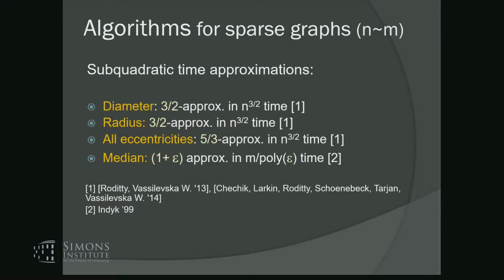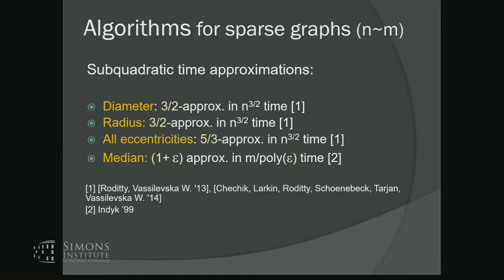Okay, so let's be a bit more specific here. These are the best known approximation factors that we have for subquadratic time algorithms. For diameter and radius, you can get a 3/2 approximation. You can do this in n to the 3/2 time for a sparse graph. For eccentricities, the approximation ratio is a bit different. It's 5/3. For median, you can do 1 plus epsilon in m over poly epsilon time.